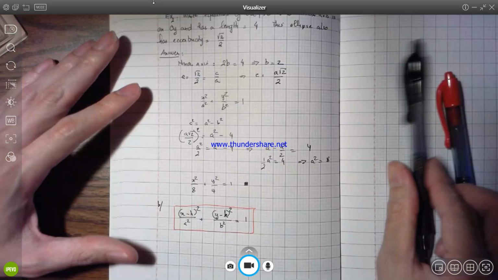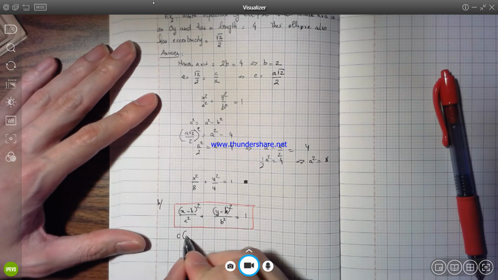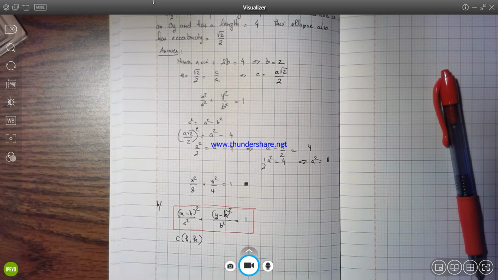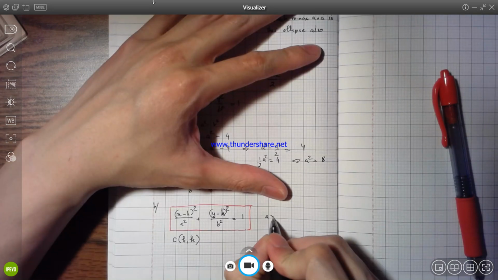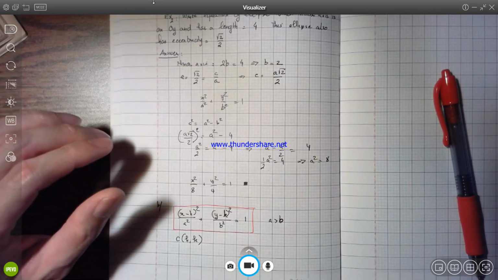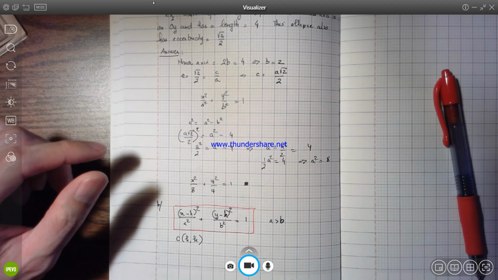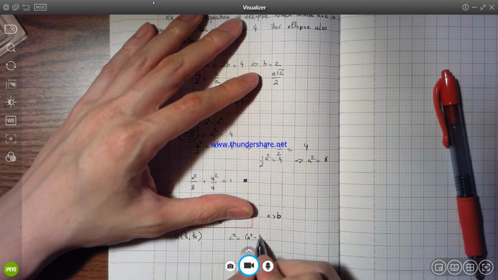So in this case, the coordinate of the center will be h and k. A is still greater than b because this is still a horizontal one. And the relation between a and c is still the same. So we have c squared equal to a squared minus b squared, still the same.